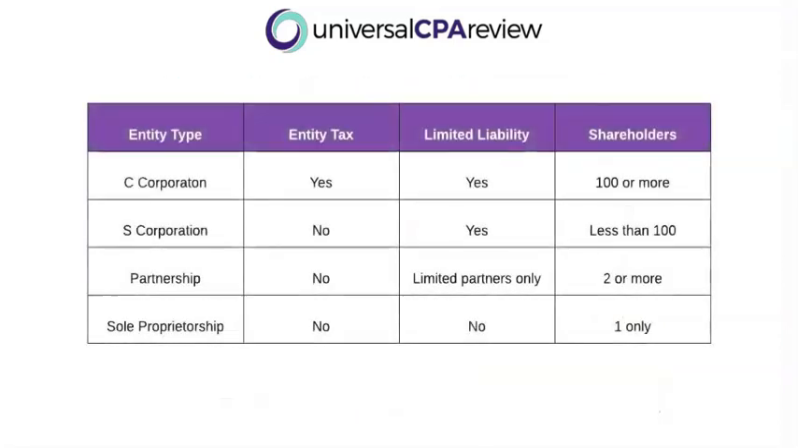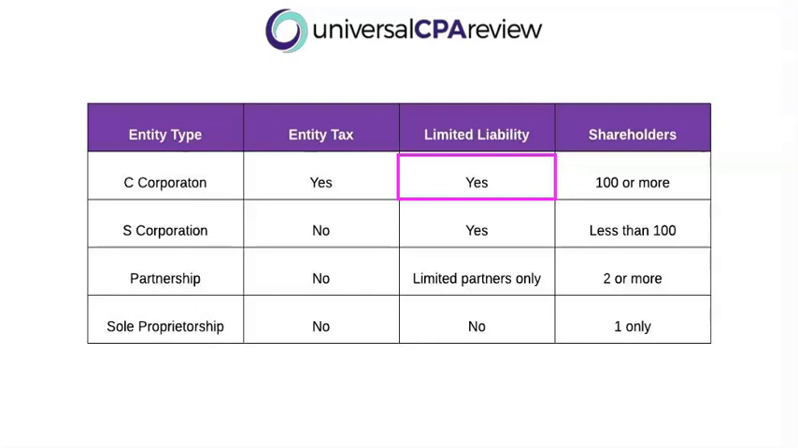Okay, so some of the other miscellaneous quick hitter topics that we need to cover as we continue to compare our different types of entities. You notice this is going to be the only entity that is taxed at the entity level. So how about limited liability? Another beauty about corporations in general, either C corps or S corps, is that shareholders are going to be limited to the extent of their liability. So that's not going to be the case for sole proprietorships.